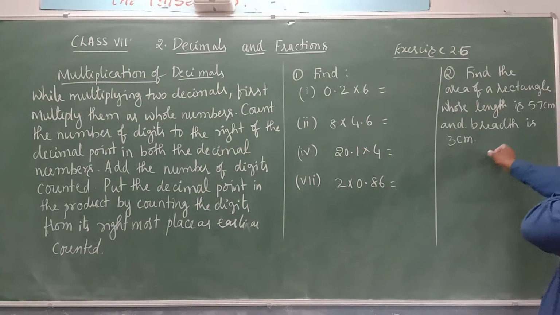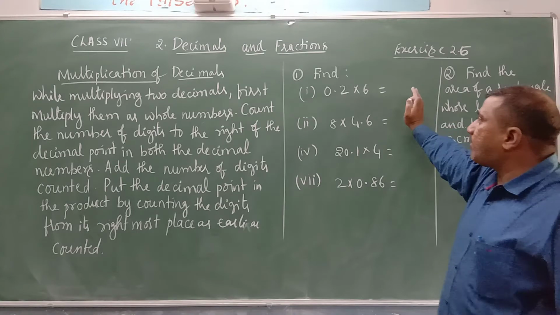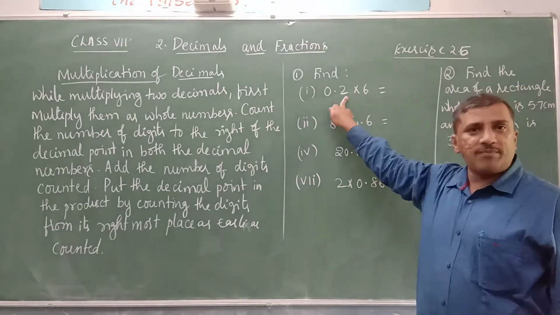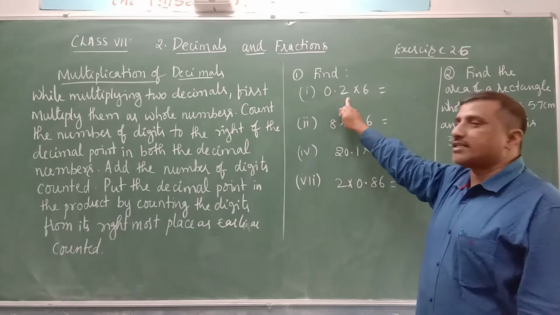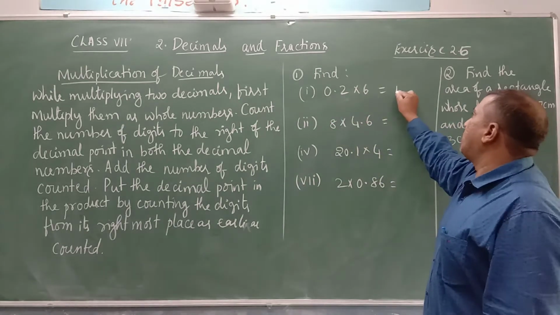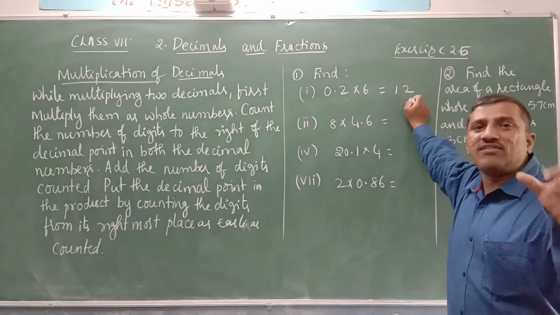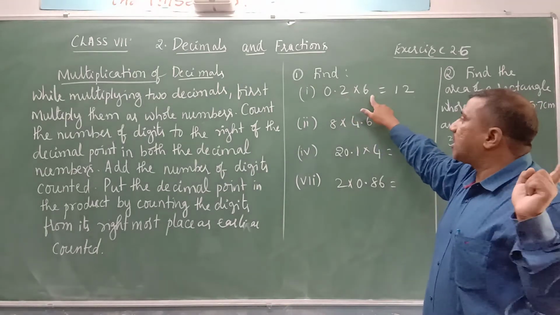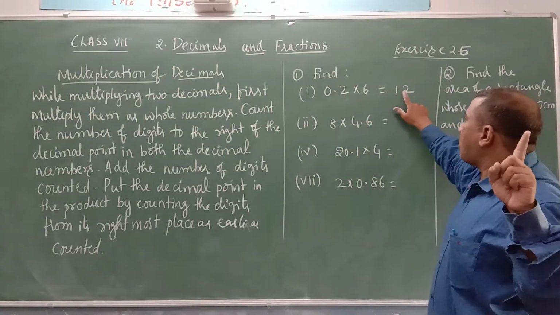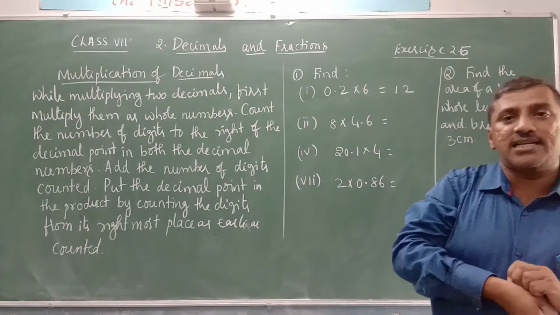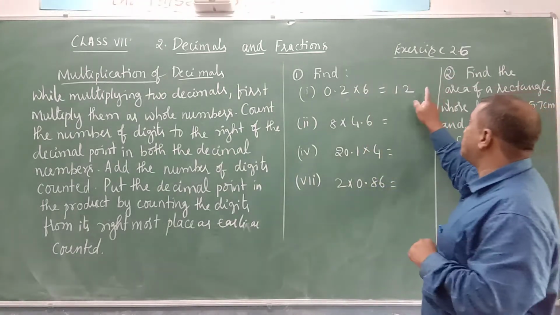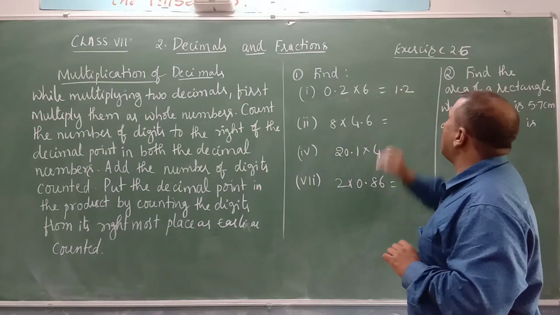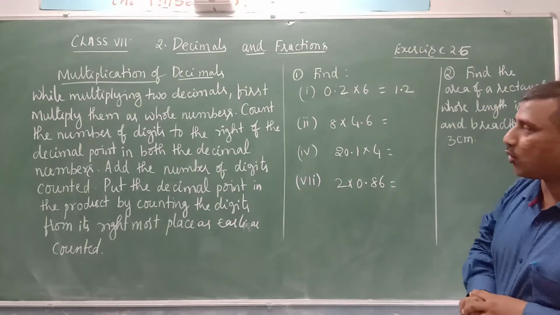Now you see here exercise number 2.6. First bit, find 0.2 into 6. So take this as a whole number by ignoring the decimal point. 0.2 in the sense it is 2. 2 into 6 is 12. Next, count the number of digits after the decimal point. In the first number we have only one digit, and here no digits. So keep the decimal point in the product after one digit from the rightmost digit. Therefore 1.2 is the product.